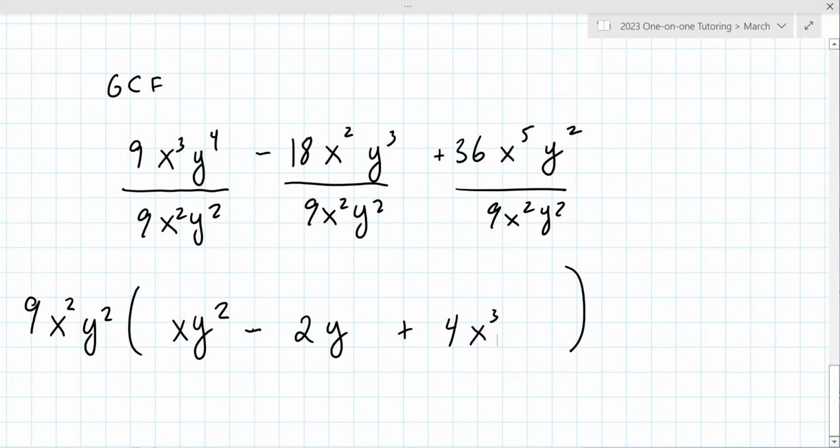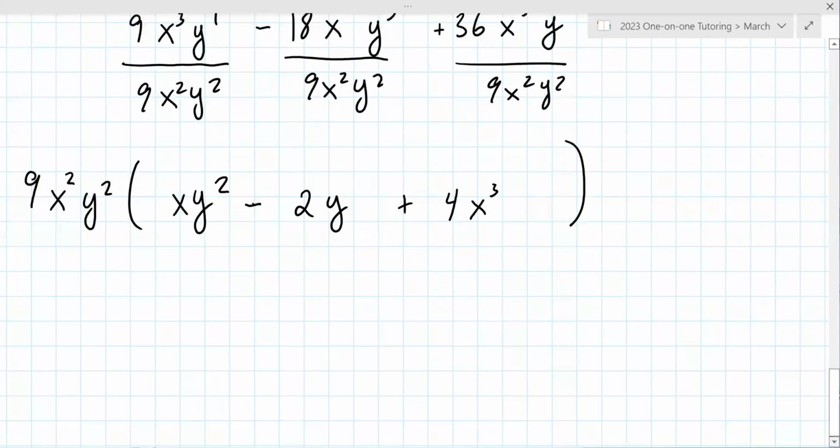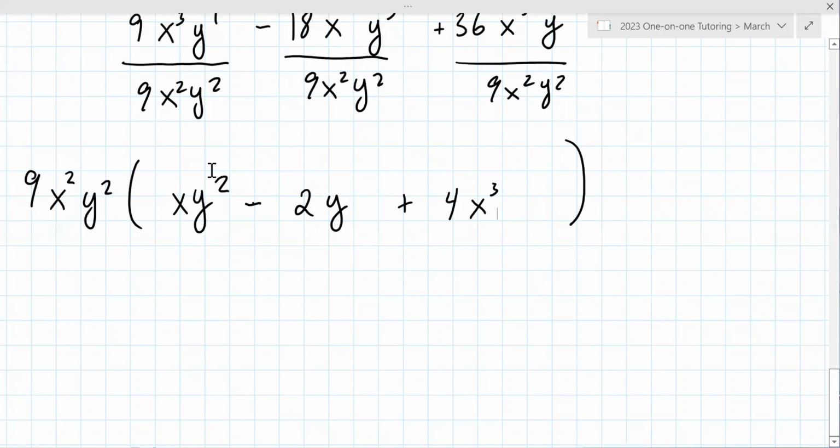Okay, so let's look at a couple of smaller ones here just to get you a little faster on these. Let me know when you get that down. I got it. Great.